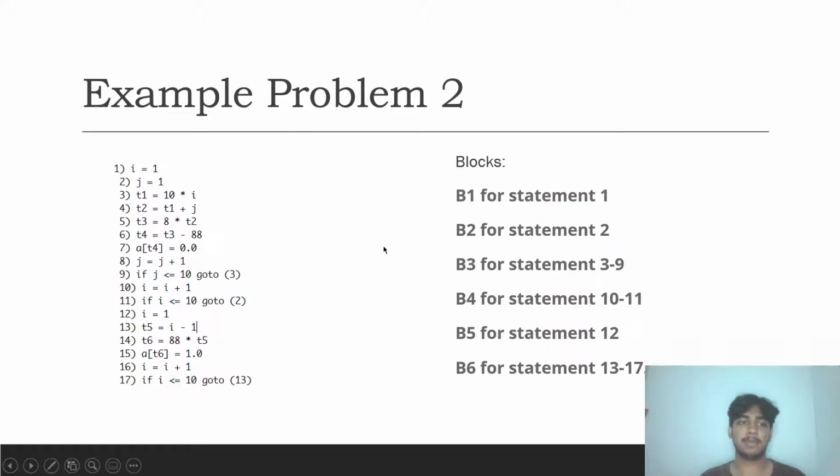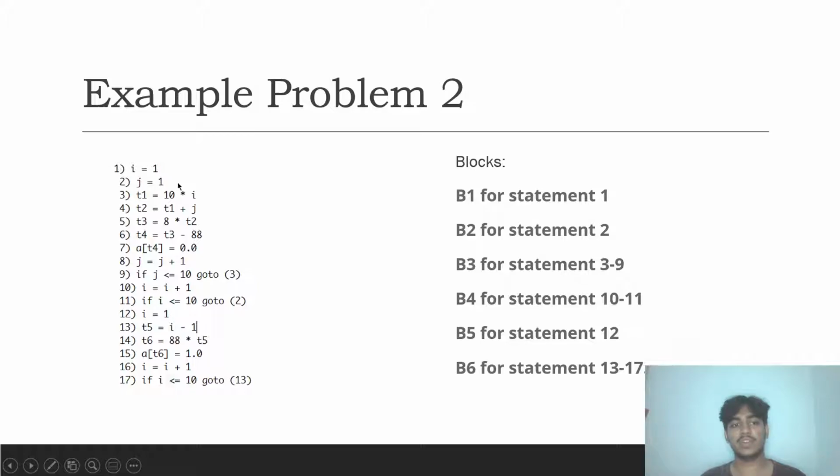Looking at another example problem, this one is a bit trickier. The procedure here is longer, so let's determine the leader statements first. The first statement, I equal to 1, is always a leader statement. Then if you go on, look at statement 11 right here: if I less than or equal to 10, go to 2.